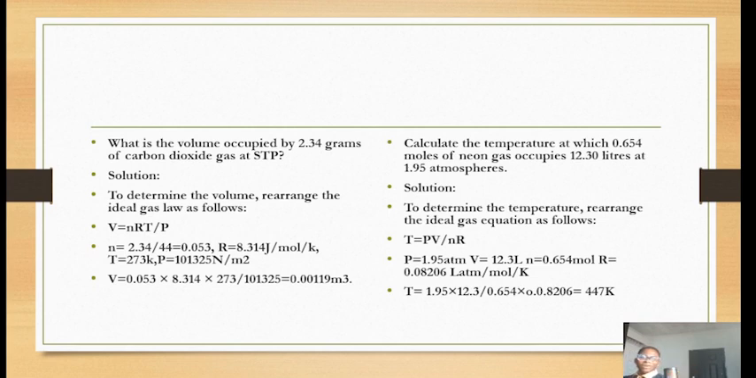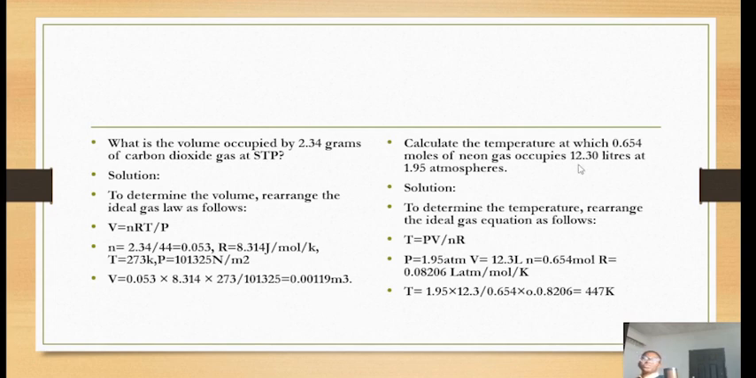n is the number of moles, and number of moles is mass divided by the molar mass, and that's how we have it here. Your R, the gas constant, is 8.314 joules. Then we have your T, standard temperature 273 Kelvin, and standard pressure is 101,325 Newton per meter square, and this is your volume. So to get your V, it is just n multiplied by R multiplied by T divided by P, and you will get this.